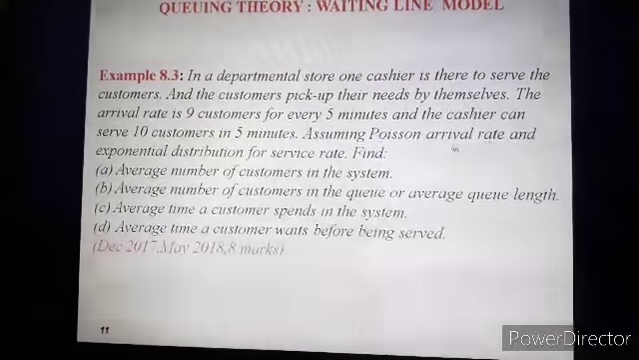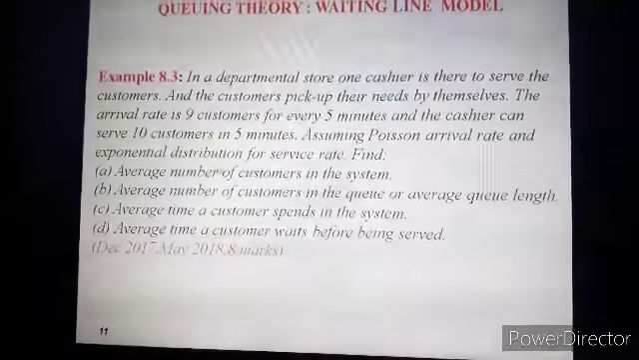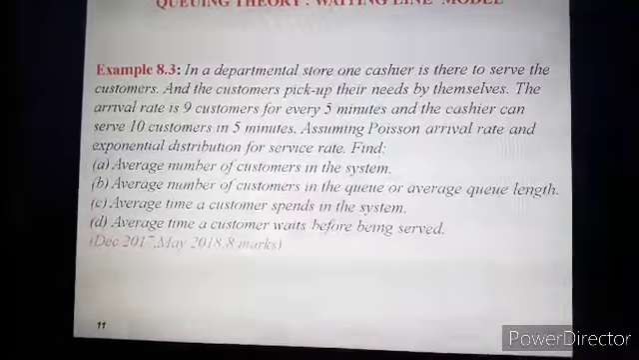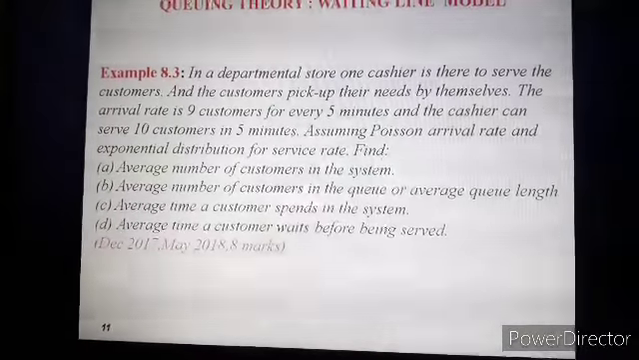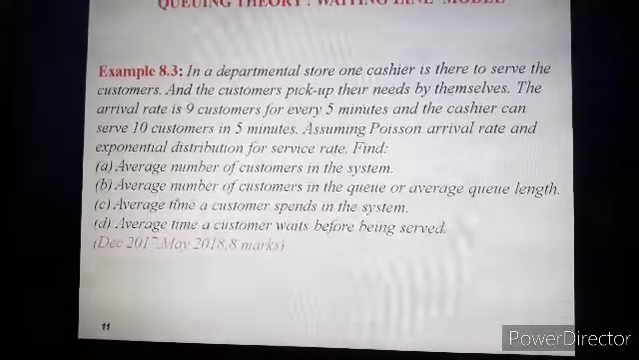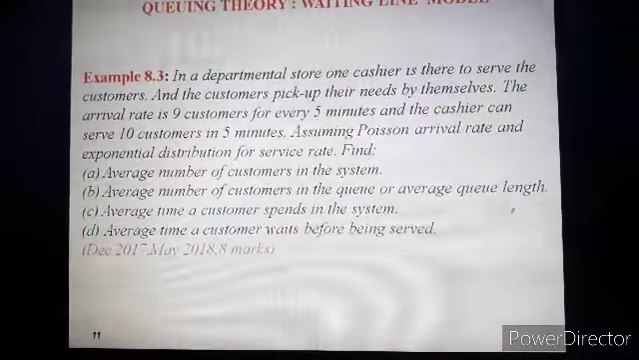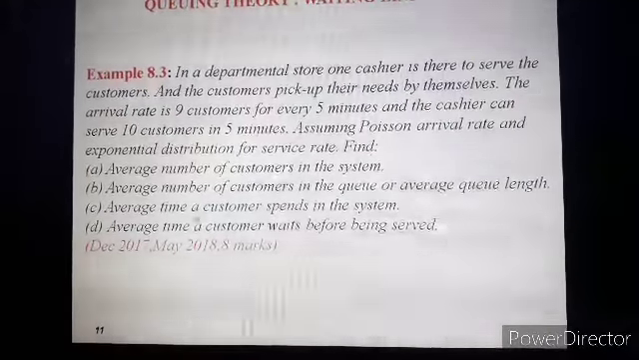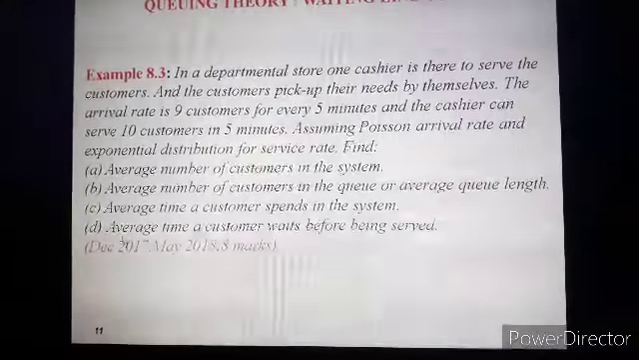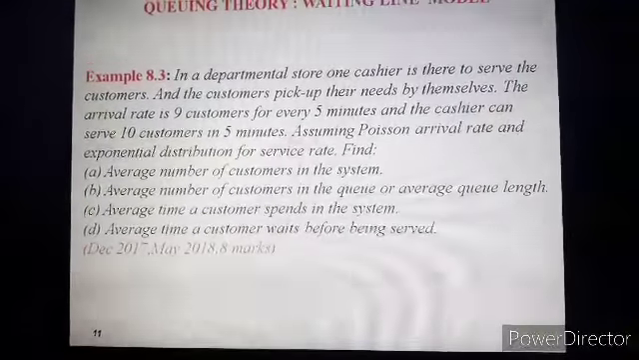Assuming Poisson arrival rate and exponential distribution for service rate, find first the average number of customers in the system, then the average number of customers in the queue or average queue length, then the average time a customer waits in the system, and the average time a customer waits before being served.